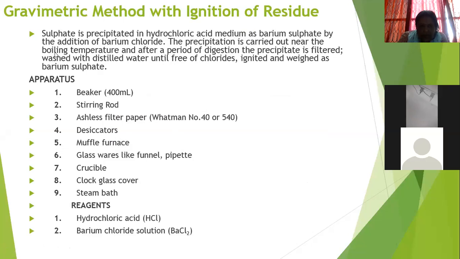So for this, you can see here the method we will follow. There are several methods. Stepwise, the method we are following is the gravimetric method with ignition of the residue. Here the residue means the precipitate. You will have to ignite the precipitate or the residue. So for this experiment, we need this apparatus. All these apparatus, you know, that is beaker, stirring rod, then funnel, pipette, all the things you know, one watch glass. Okay, hot bath to give the steam. But the ashless filter paper is very important.